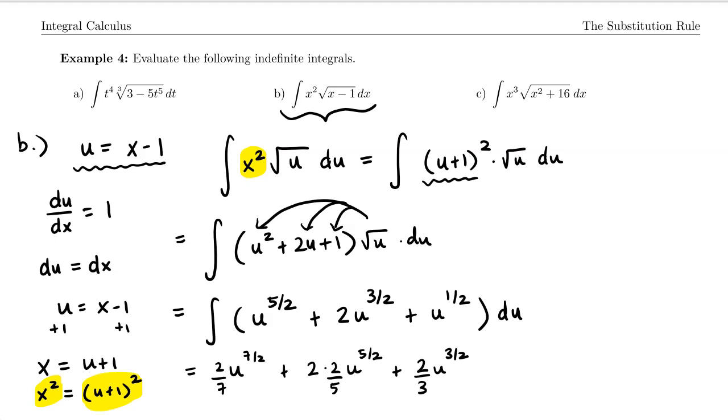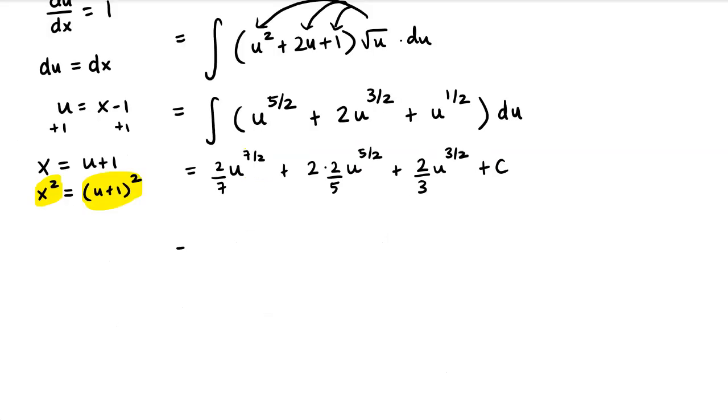And now that we've integrated, I can introduce my constant of integration. Our original value for u was x minus 1, and at this stage I can plug x minus 1 back in for all of my values of u.